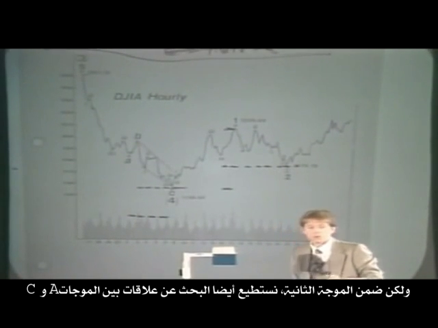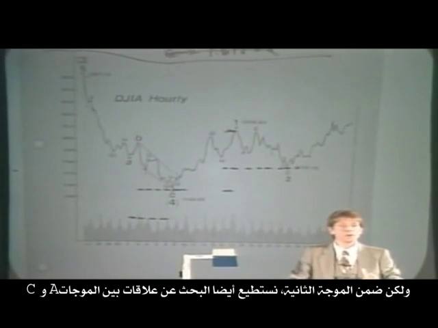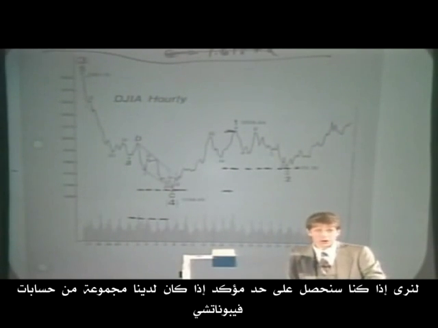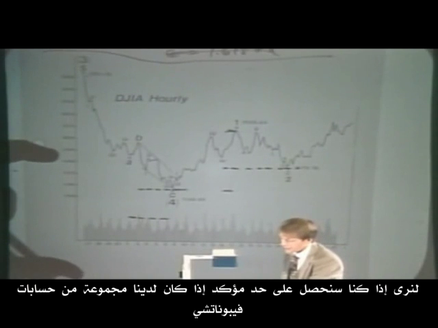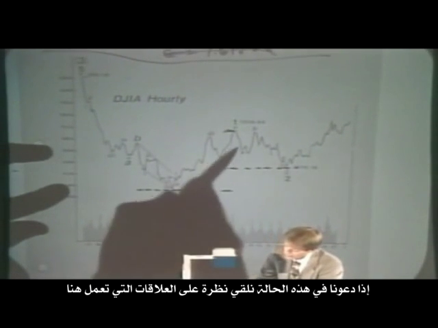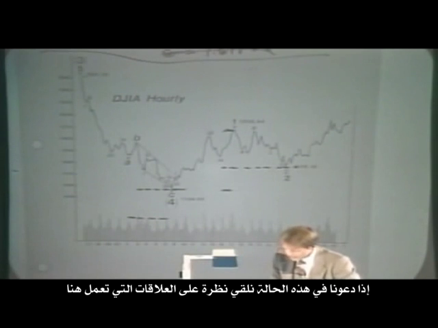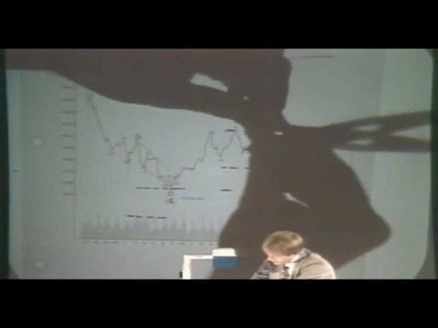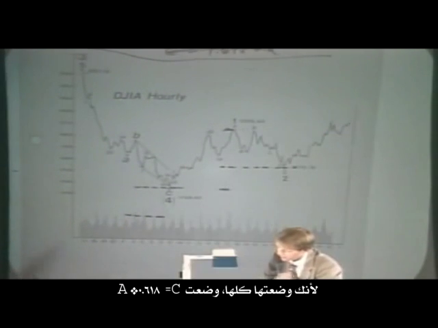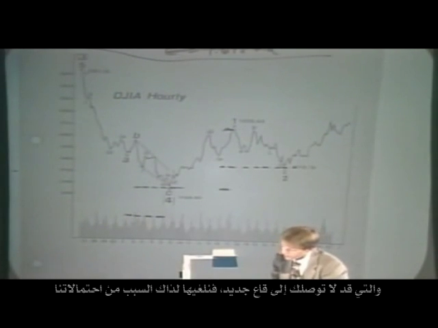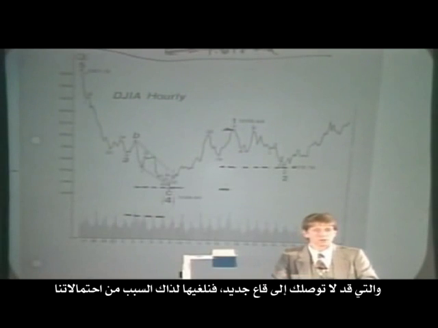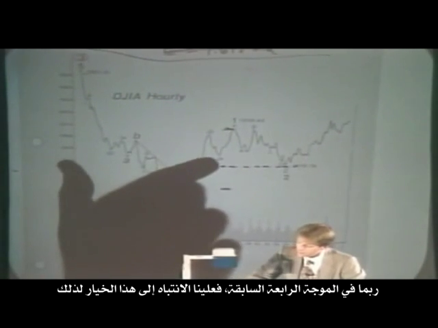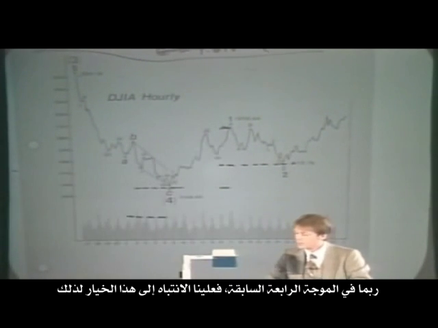But within wave 2, we can also look at relationships between waves A and C to see if we get a confirming target, if we get a cluster of Fibonacci calculations. So in this case, let's take a look at the relationship that works, because you'd plot all of them. You plot C equals 0.618 of A, which probably doesn't even get you to a new low, so you'd throw that out. You plot C equals A, which is somewhere up here, probably in the previous fourth wave, so you'd pay attention to that one.